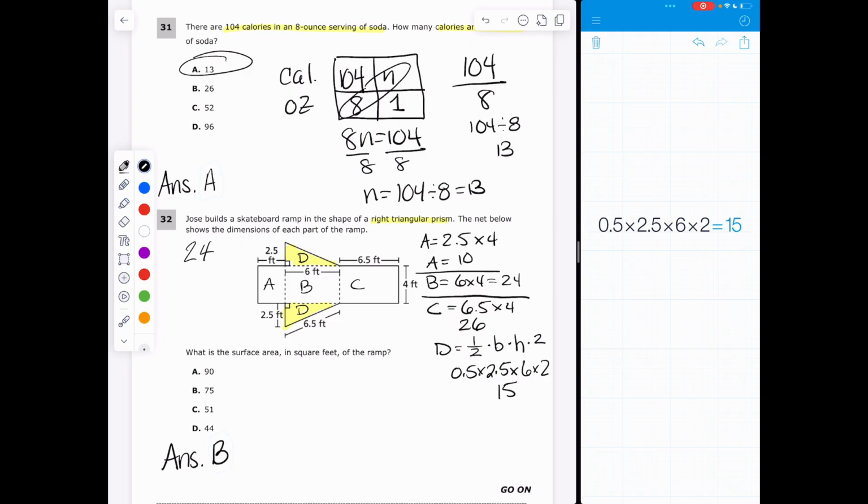Okay, so now I'm going to add all these parts together. 24 plus 26, that's already 50. And then my 2 triangles, oh, let's not forget the 10, that's 60. So I added this, I added this, I added this, and my 2 triangles is 15. And that would give me my 75. So again, see how even though I have to use a calculator, I still have to keep my work really organized so I can follow through. But hit pause and jot this down into your notes.